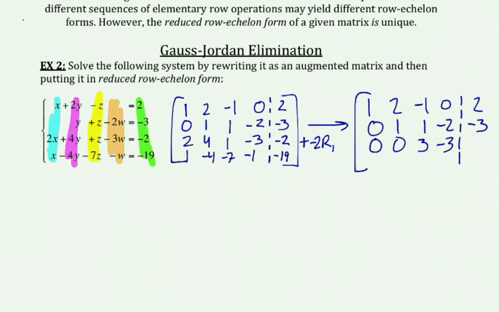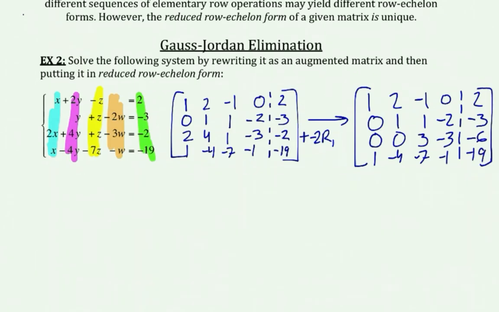And we also got to do it for the constants on the other side. So we got 2 times -2, which is -4. Add that to -2, and we get -6. Now we have not done anything with that bottom row, so we're just going to leave it as 1, -4, -7, -1, and -19.